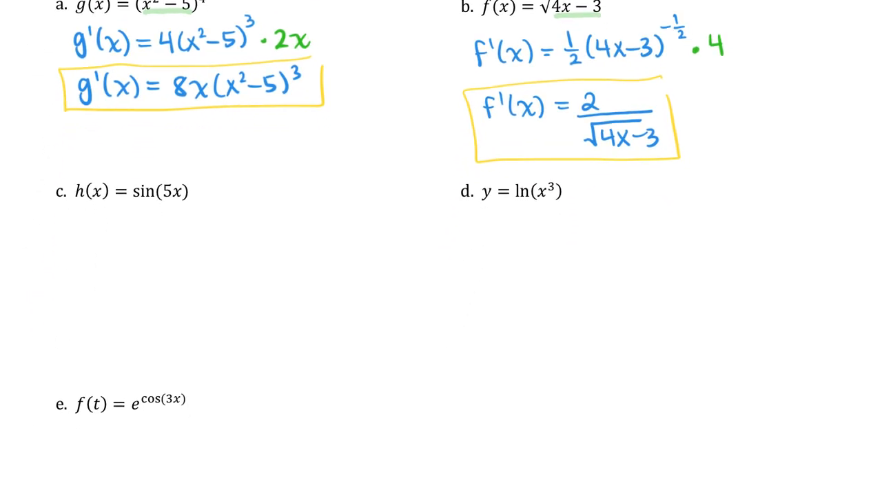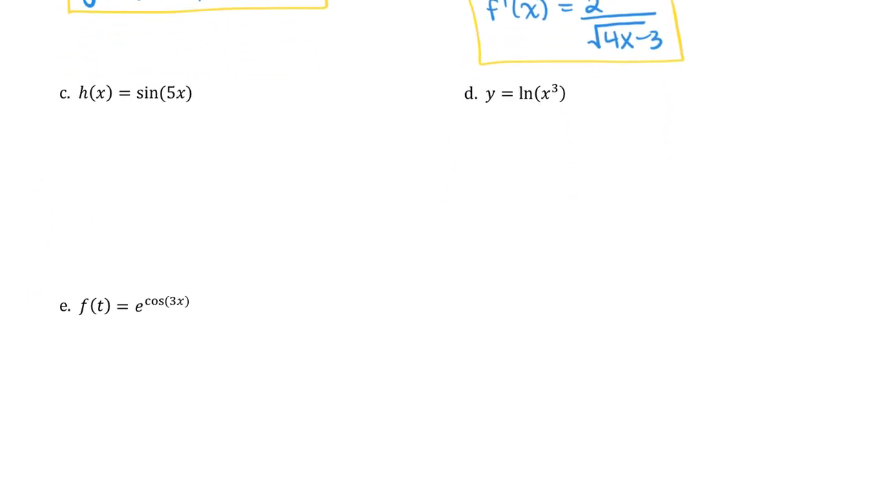Let's try a couple more. Okay, h of x, I'm doing the sine of 5x. I know the derivative of sine, but I am also sining 5x, which means that now I have to use the chain rule, because the thing I am doing the function to has a derivative that's not 1. Okay, the derivative of sine is cosine. Don't mess with the parentheses. Now I'm going to multiply it by the derivative of the parentheses. Derivative of 5x is 5.